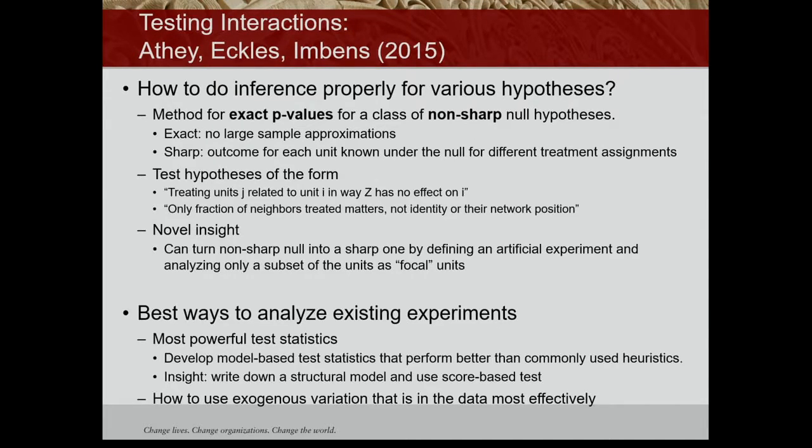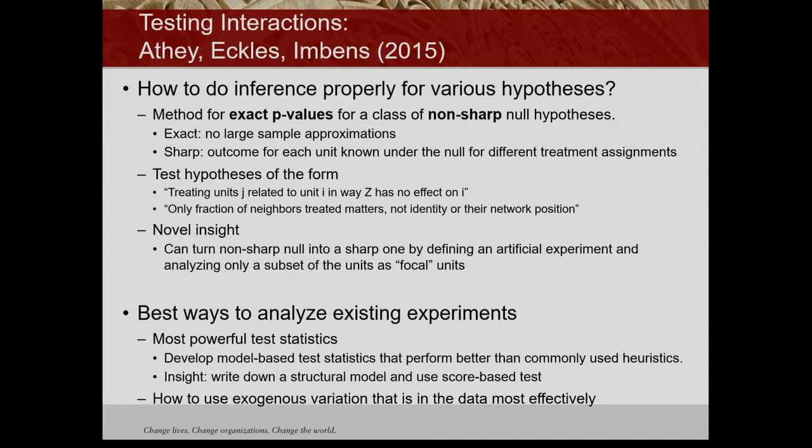But that doesn't work for interesting hypotheses like network effects, because, for example, if my null hypothesis is that there's no peer effects, but I want to allow that a treatment has an effect on you, like if I change your price, you're allowed to respond, then it's not a sharp null hypothesis anymore. Because if I changed your treatment assignment, I don't know what your outcome would be. And so I can't construct this randomization distribution.